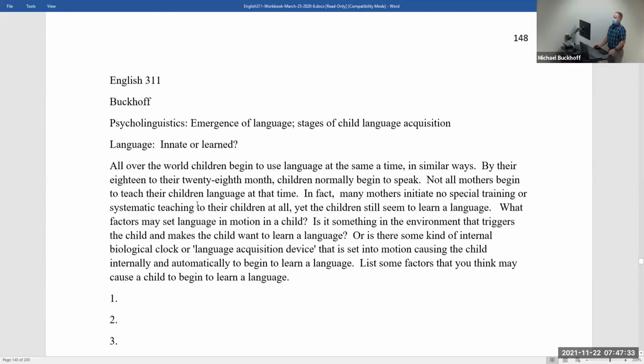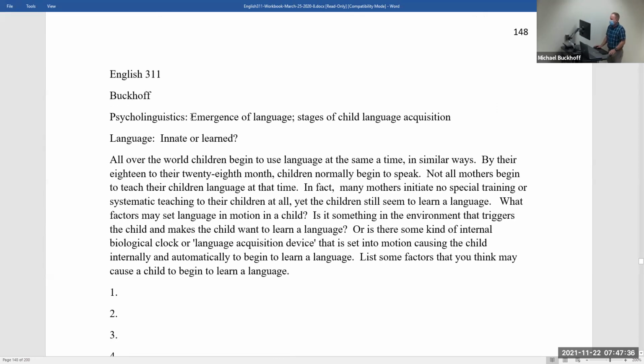Okay, let's move ahead. So getting into the next part, this is called the emergence of language, stages of child language acquisition. I will ask you about these. I'll give you some descriptors of things, and then you have to tell me what stage of child language acquisition that might be. It says, all over the world, children begin to use language at the same time in similar ways. By their 18th to the 28th month, children normally begin to speak. Not all mothers begin to teach their children language at that time. In fact, many mothers initiate no special training or systematic teaching to their children at all. Yet the children still seem to learn the language.